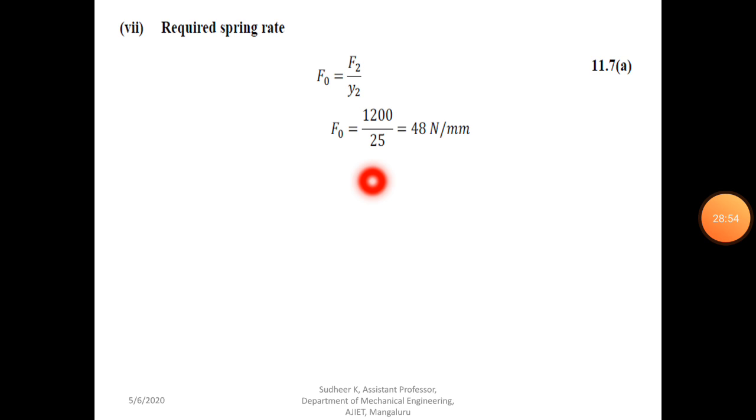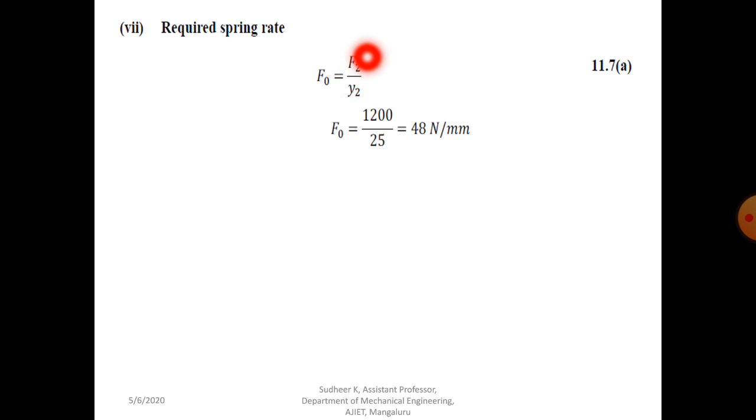Next you have to find out the spring rate. The required spring rate can be calculated from equation number 11.7a. Required spring rate is nothing but spring stiffness. It is denoted by F naught. So F naught can be calculated as F divided by Y. Stiffness is nothing but the amount of load required per unit deflection, where F is the load and Y is the deflection. Therefore the unit of stiffness is Newton per millimeter.